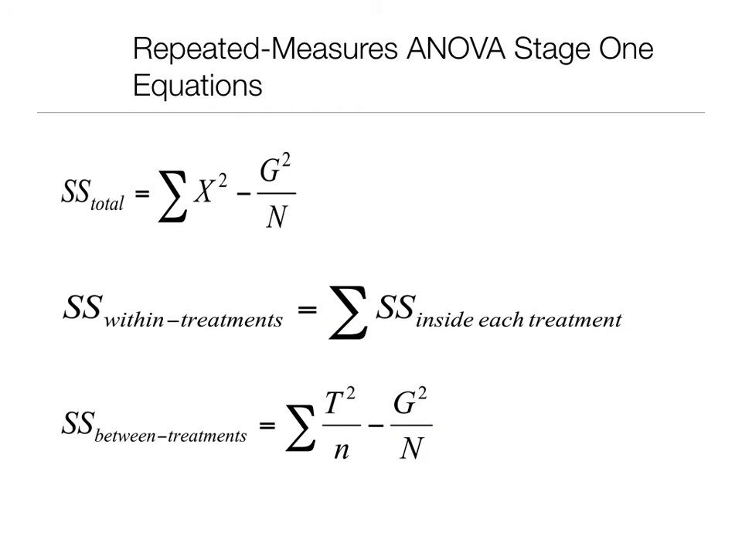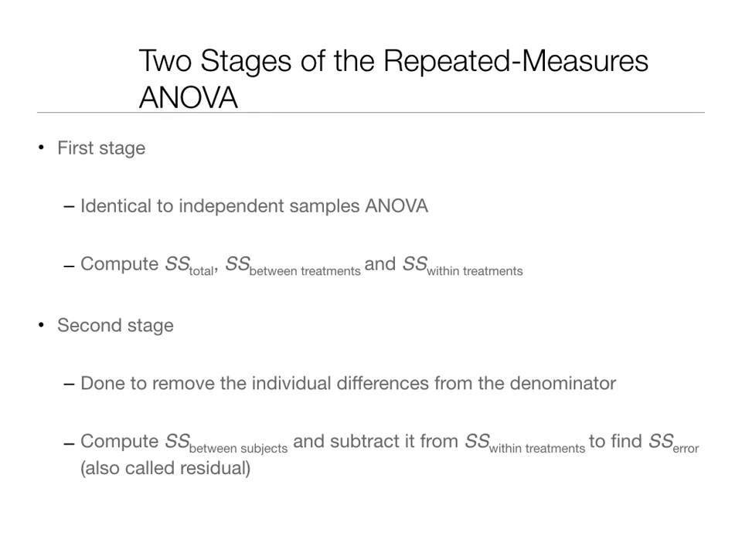So step 1 of our repeated measures ANOVA looks exactly the same as our one-way ANOVA. So this looks absolutely identical. It's the exact same as one-way ANOVA. So everything that you've learned up to this point with one-way ANOVA, great, you're going to keep using it. We're going to start out calculating this as if it were an independent groups design. So step 1 will be absolutely identical. So again, the first stage is identical to the independent samples ANOVA.